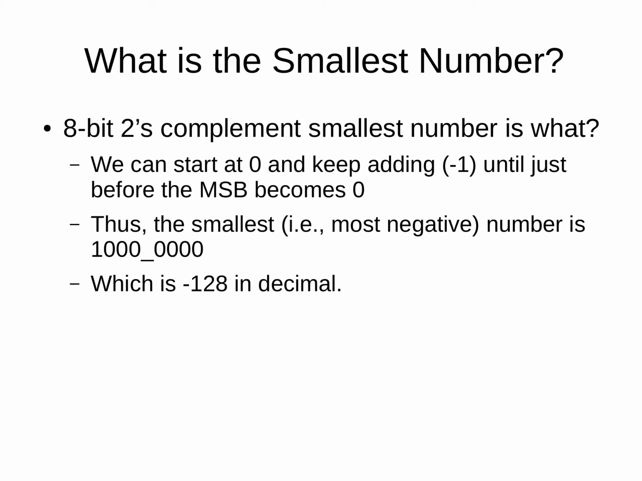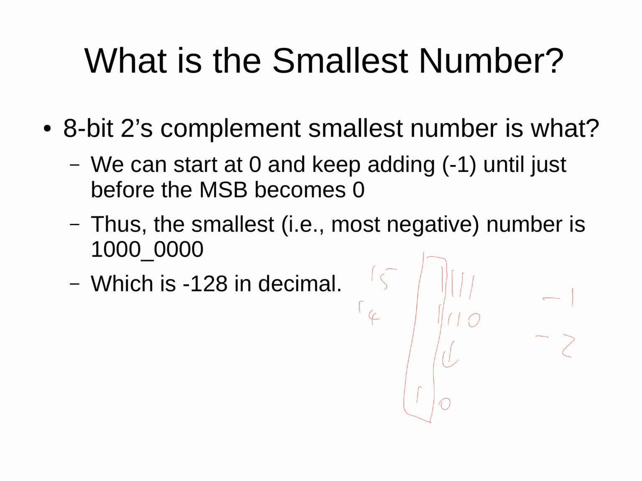What about the smallest number? Well, remember how it works. If I had 4 bits, then 1111 represents negative 1, and then I just count backwards in decimal, that's 15. So 1110 represents negative 2, that's 14. I'm counting backwards, but remember I have to keep the most significant bit a 1 to represent a negative number.